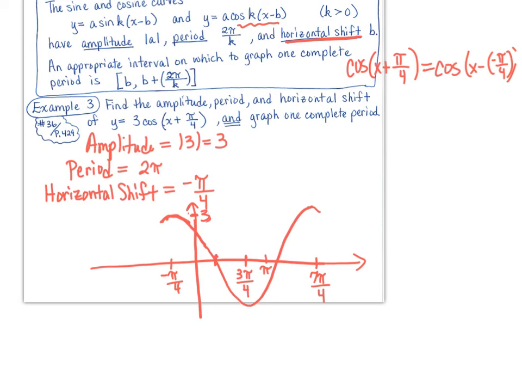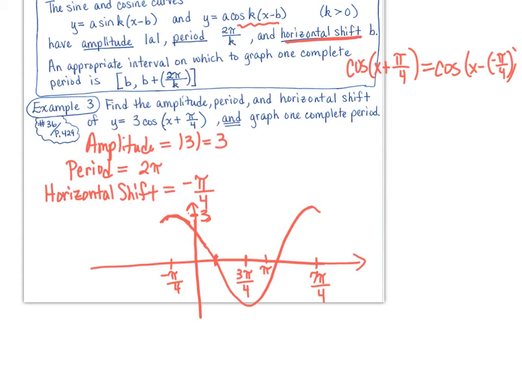So let me explain. Remember, whenever you have cosine of x, the x values we chose were 0, pi halves, pi, 3 pi over 2, and 2 pi, right? So now you take all of those and subtract pi over 4. Whenever you do, you'll have this point, this one, here, and that's what you end up with. Does that make sense? Okay. So that's the graph there.